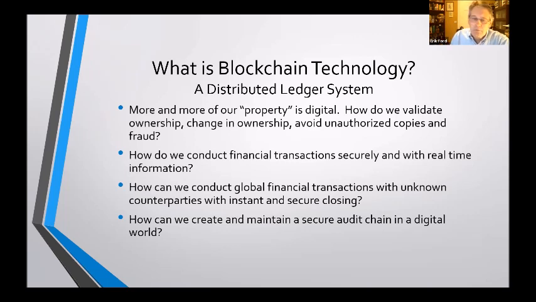A couple of the issues that come up with that kind of thing, particularly when we're going through our typical financial intermediaries, is the concept of double spending. You spend money here and you spend money someplace else before they realize you've already spent that money. That's no good for somebody. How do we conduct global financial transactions with unknown counterparties with instant and secure closing?